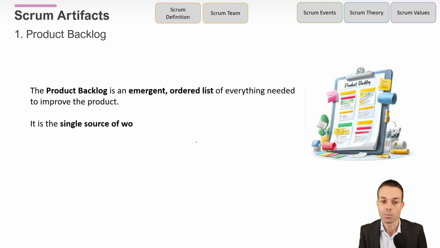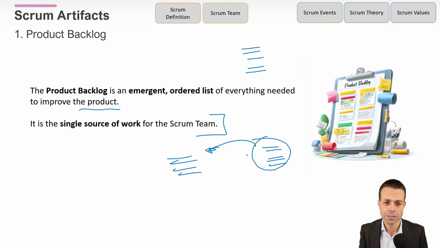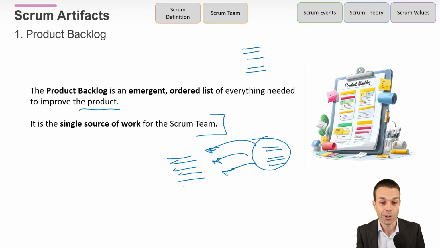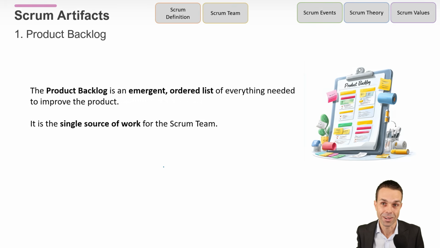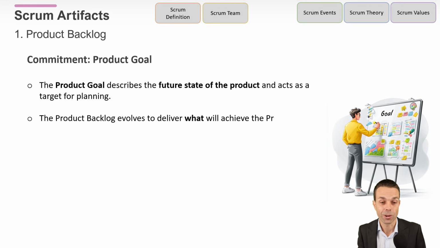The product backlog is an emergent ordered list. Remember, highest priority first if we can. And it's everything that we need to improve the product and to meet the product goal. It's the single source of work for the Scrum team. Remember that we don't have other lists out there in the organization. We don't have executives coming in and saying, oh, hey, Billy, can we work on this item? No, it has to be in the product backlog and it has to be approved or put in there by the product owner themselves as a single person. So that's pretty cool. Again, it really does work when we get it right.